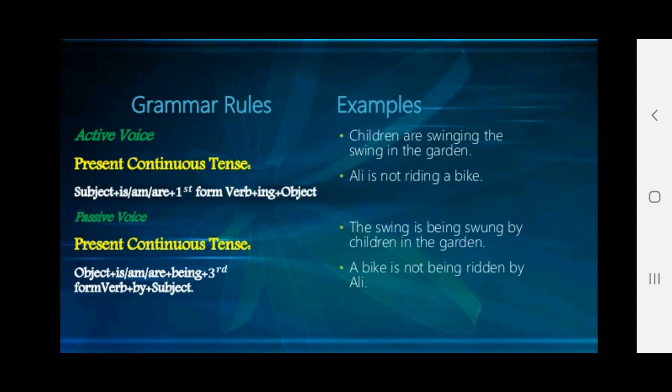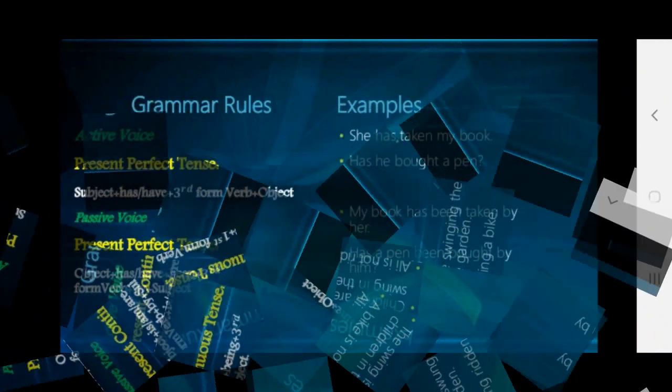For example, children are swinging the swing in the garden. When we change into passive, it will become like this, the swing is being swung by children in the garden. We have interchanged the subject and object, inserted the helping verbs is and being, and used the third form of the verb swung. Similarly, another example, Ali is not riding a bike. In passive, it will become like this, a bike is not being ridden by Ali.